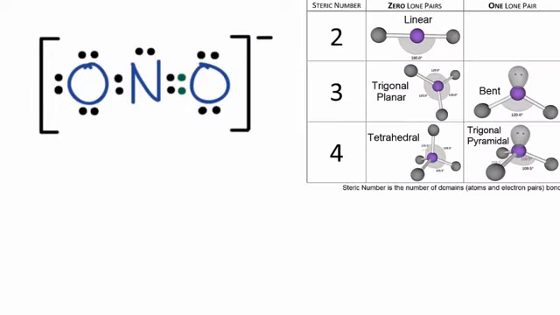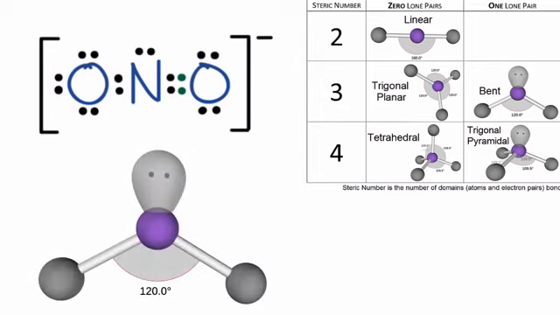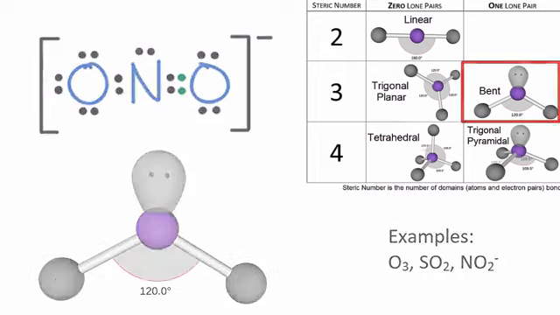For NO2-, we have 2 atoms attached to the central nitrogen, and then we have a lone pair. So we have a steric number of 3, and you can imagine that those 2 atoms on the outside, the oxygens, are going to be pushed down by that lone pair on the nitrogen. That'll give us a bent molecular geometry.